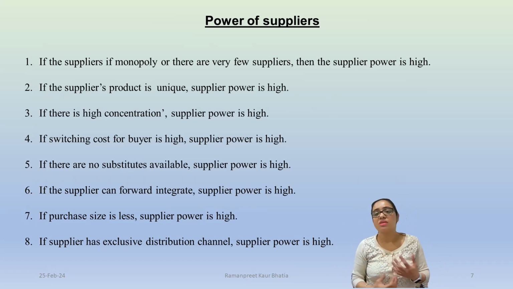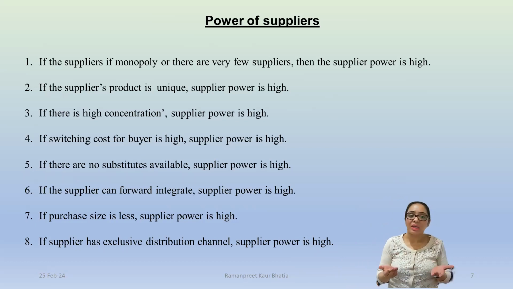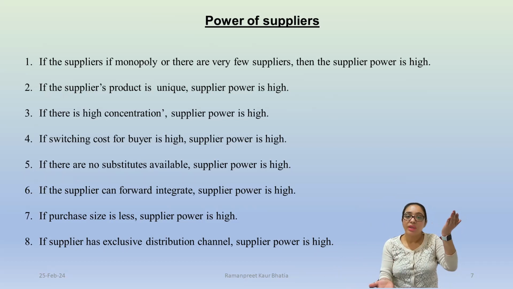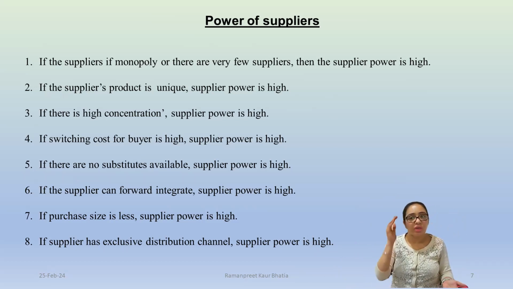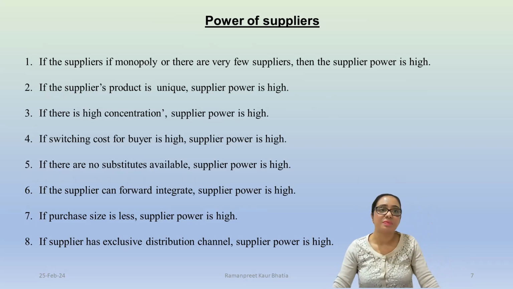So these are some of the circumstances where the supplier power is high. Remember the thumb rule: if the supplier power is high, then the profitability of industry is less. And if the supplier power is low, the profitability is more. So we have to remember this point.